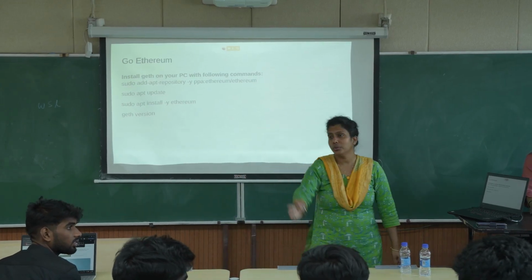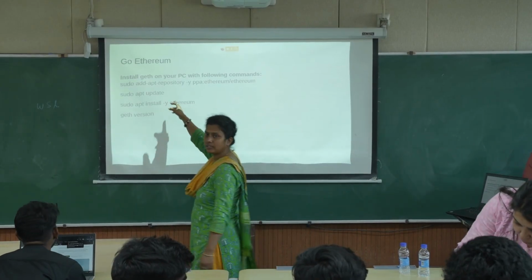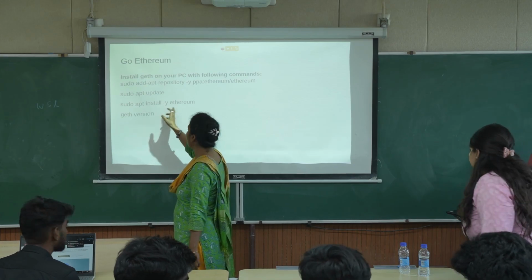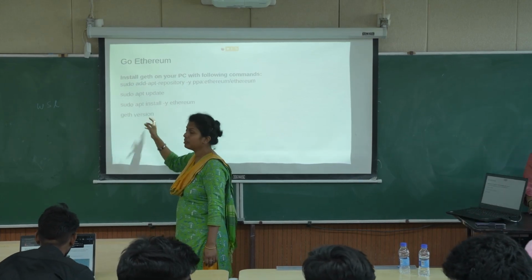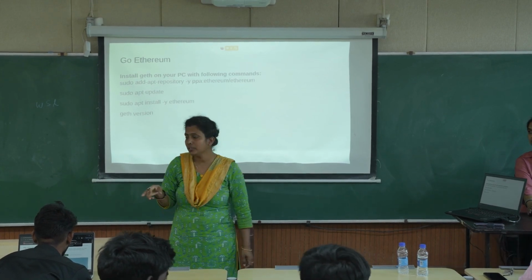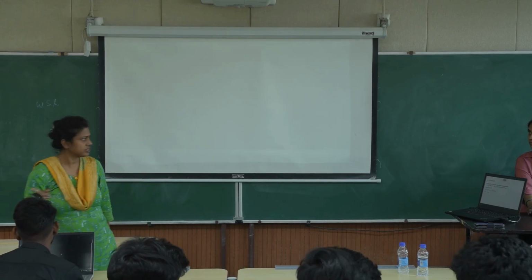So those who are running sudo apt update, run this. Sudo apt install -y ethereum. Geth version. Which version is it showing? Geth version. 15.7.